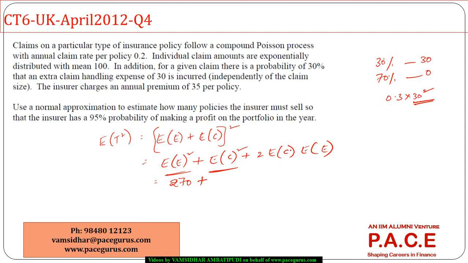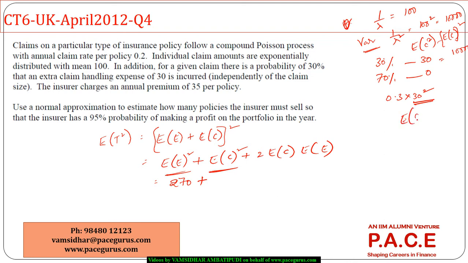Now, expected value of claims squared. In the case of claims, the mean is 1 by lambda, which is 100. The variance of an exponential distribution is 1 by lambda squared, so the square of this becomes 10,000. So the variance is 10,000, that is, expected value of C squared minus expected value of C whole squared is equal to the variance, 10,000.